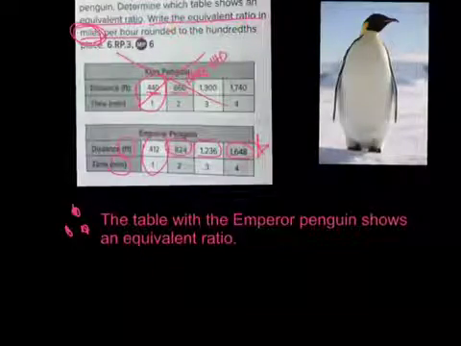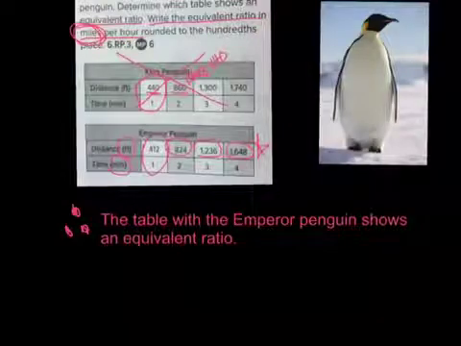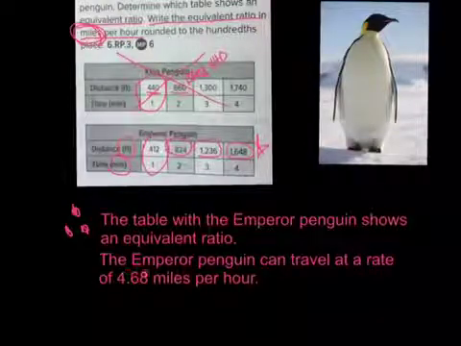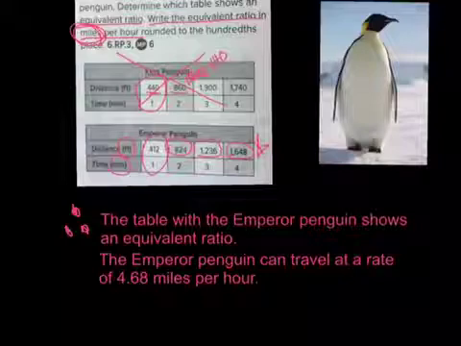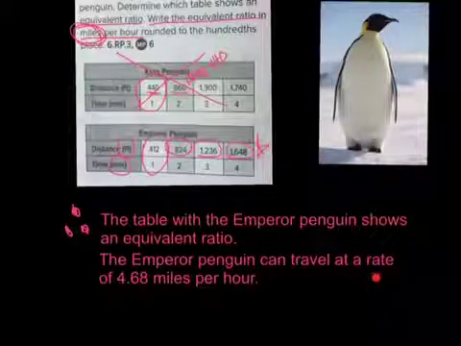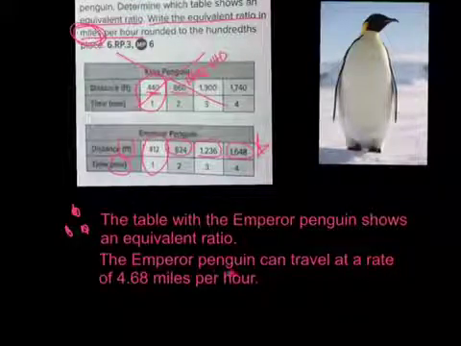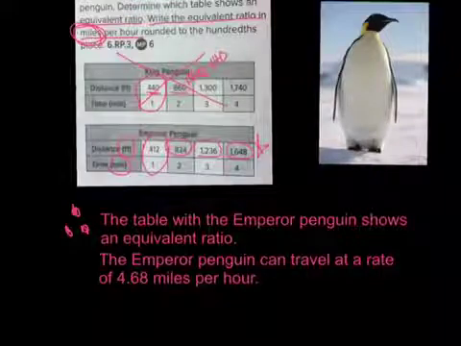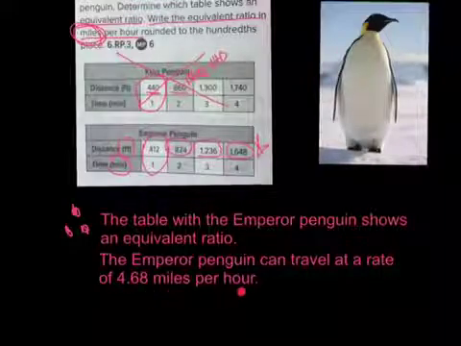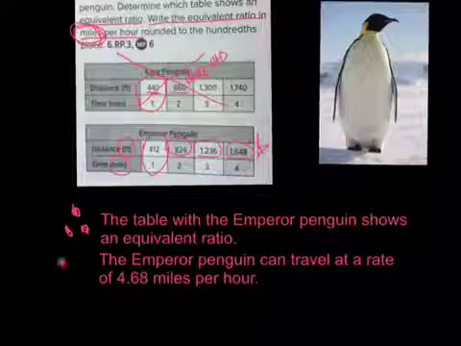Write the equivalent ratio in miles per hour. Well, we just did. The emperor penguin can travel at a rate, remember the word rate can be used interchangeably with the word speed, of 4.68 miles per hour. And that's our answer, boys and girls.